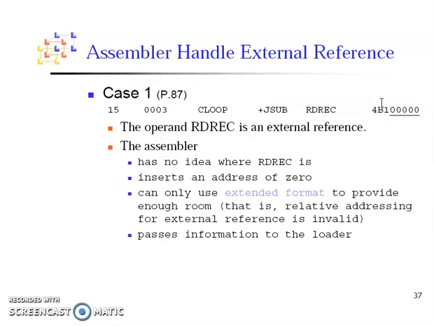So how does the assembler handle the reference? In this case, RDREC is the external reference symbol, so the assembler doesn't know where RDREC is being stored. For that case, it inserts an address of 0 and it only uses the extended instruction format. It uses the extended format because it doesn't know where RDREC is stored, and sometimes it may be away from the instruction that is being used. This information will be passed to the loader.